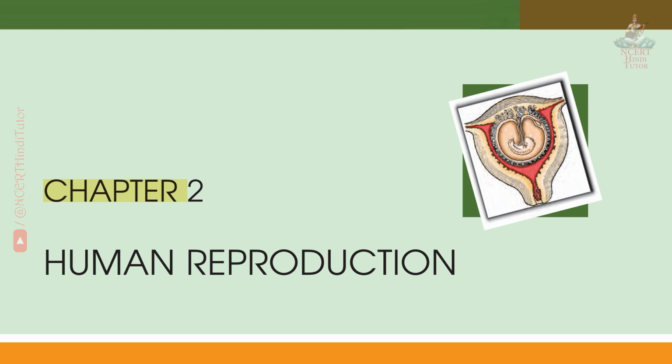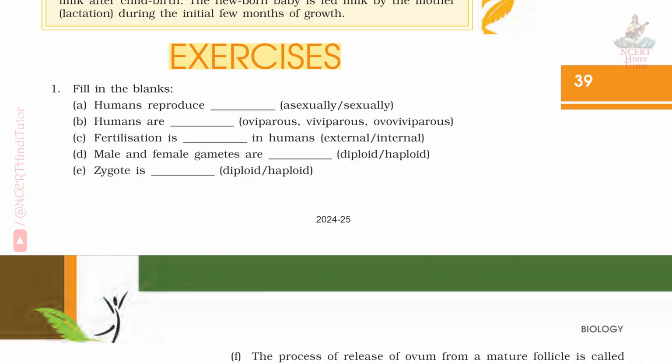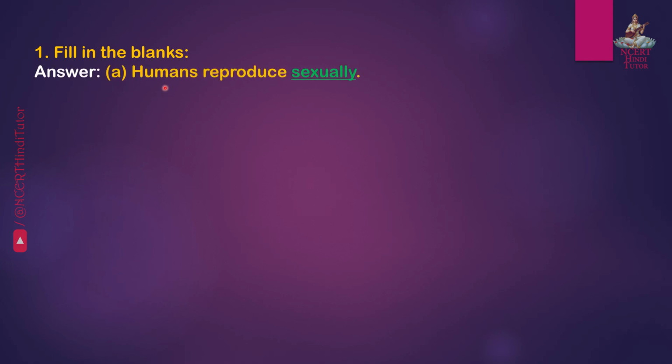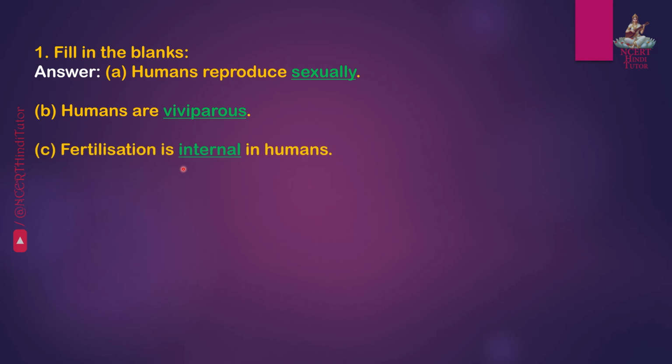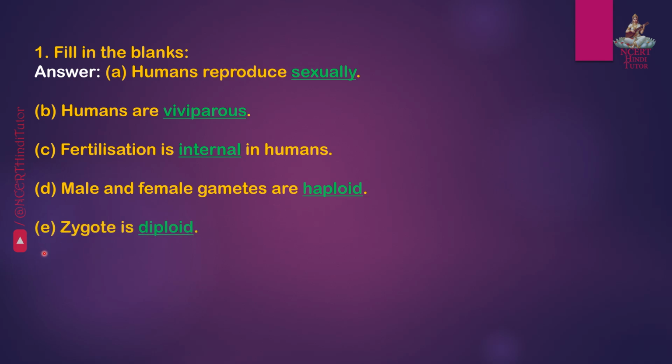Chapter 2, Human Reproduction, Question Answers, Class 12, Subject Biology, Exercises. Question 1. Fill in the blanks. Answers. A. Humans reproduce sexually. B. Humans are viviparous. C. Fertilization is internal in humans. D. Male and female gametes are haploid. E. Zygote is diploid.